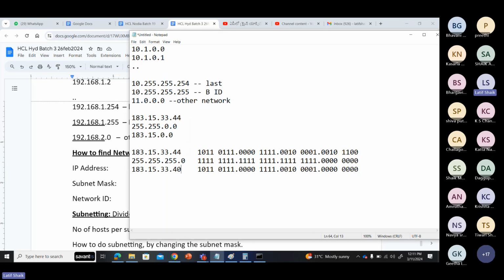What is the network ID here? This is the network ID. Now the network ID has changed. This is our network ID.